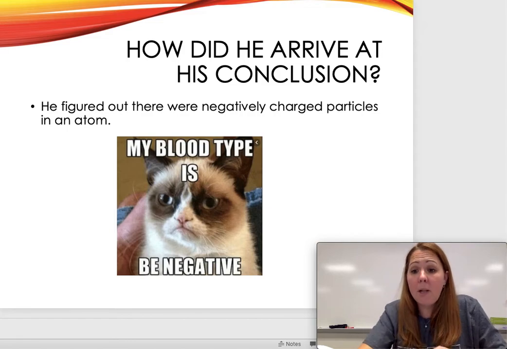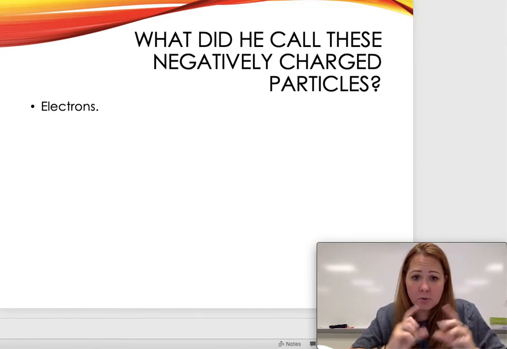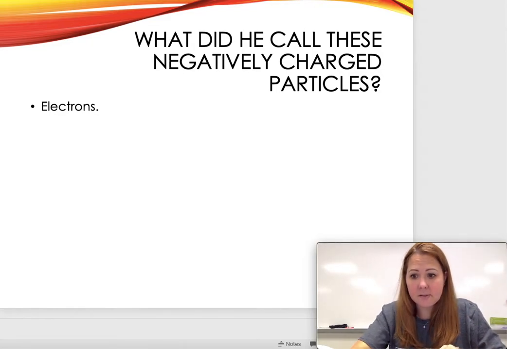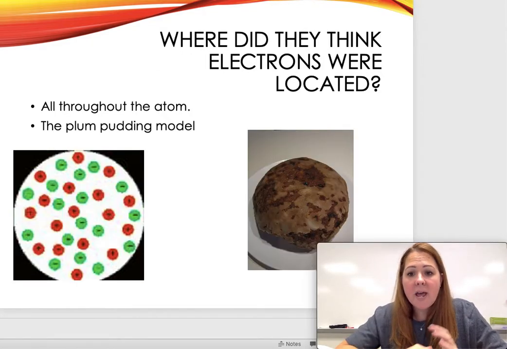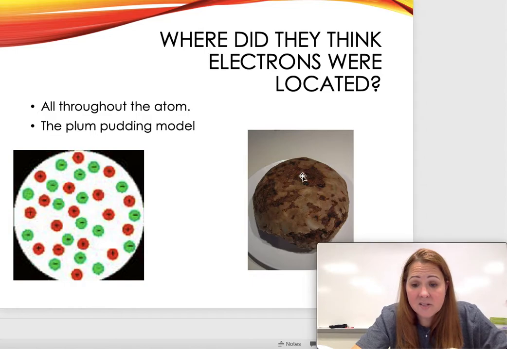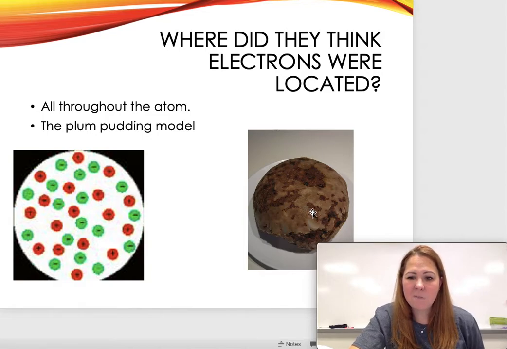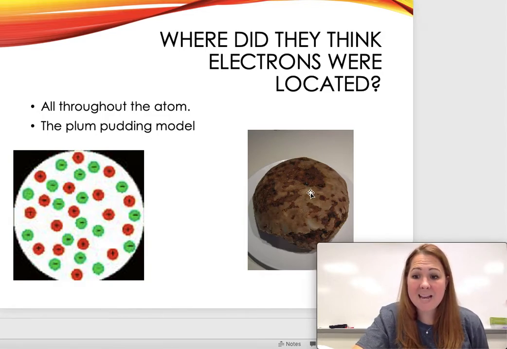He called it a plum pudding, that these negatively charged particles, which he called electrons, like it says on this slide, are negatively charged, and they're just scattered throughout. So this little brown ugly thing here is a cake. It's a plum pudding. We don't eat it here in the United States very often, but it's a molasses-based cake with plums.